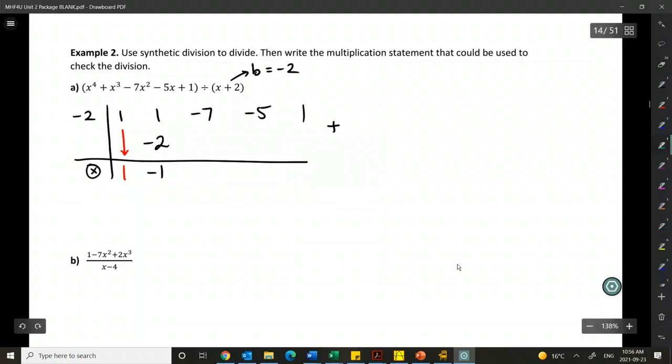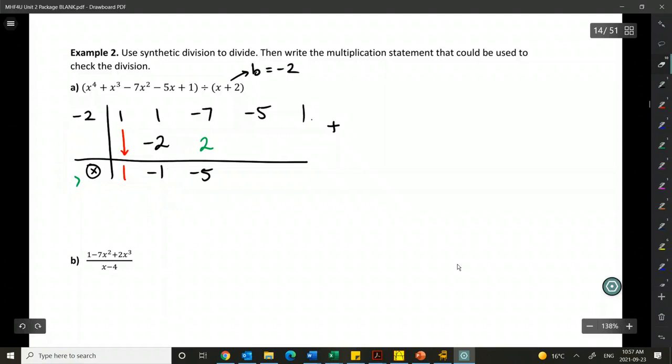Okay, repeat the process again. Negative 2 times negative 1. Answer goes up into the next column. That gives me positive 2. Then we add. So pretty much we're just repeating that process over and over again now. So negative 7 plus 2 is negative 5.